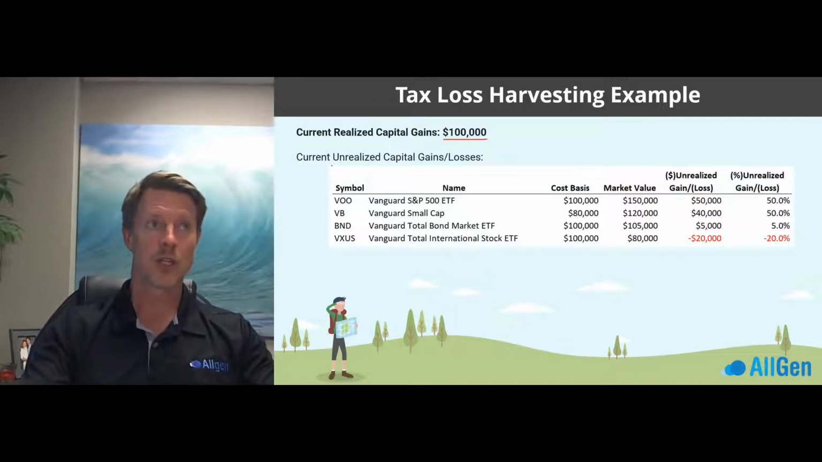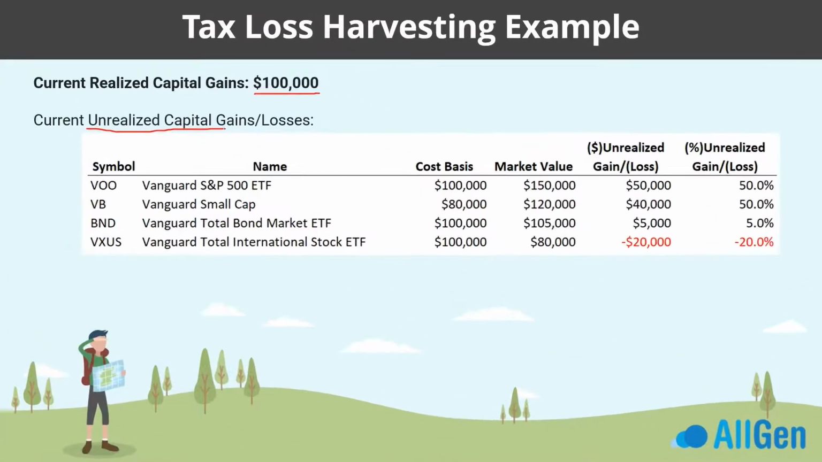Now, if you were to go into your brokerage account and look at your unrealized capital gains and losses, I just took a snapshot of a sample portfolio of some unrealized gains and losses. To keep this video really simple, I just used 4 positions, all Vanguard ETFs. Even though there are only 4 positions, this portfolio is still diversified. You have your large cap S&P 500 fund, your small cap fund, your bond fund, and an international stock fund. And these are your unrealized gains and losses.